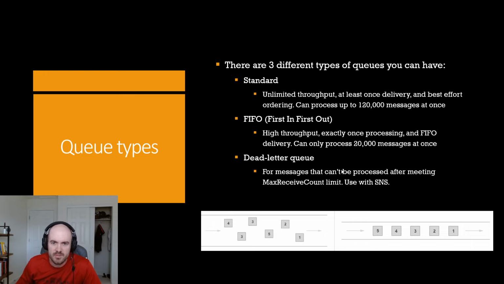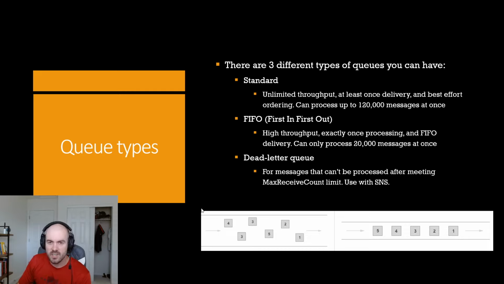And you can have queue types. I kind of mentioned the dead letter queue a little bit, but the main queues that you're actually going to be using are going to be either standard or FIFO. And standard is kind of the default, as the name may suggest, but it's got unlimited throughput. It's got at least once delivery, and it's going to do best effort ordering. Okay, so it can process up to 120,000 messages at once, so it's a lot of messages.